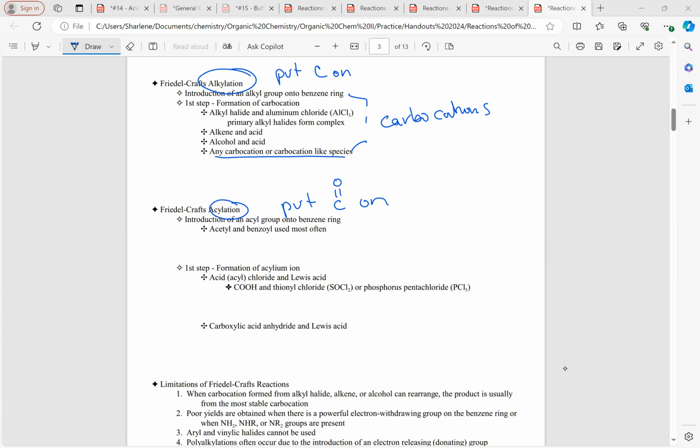Where's the acylium ion? I know I have it written somewhere. Oh, right there. It's not uranium, it's acylation. Don't ask me what I was thinking there. That is the key for all of the variations, all the variations.